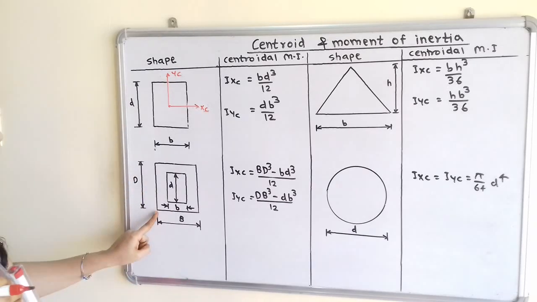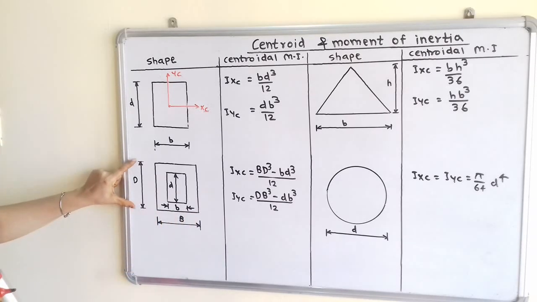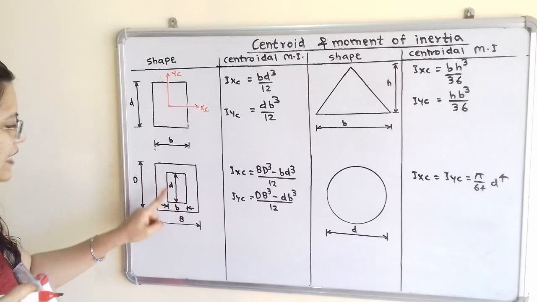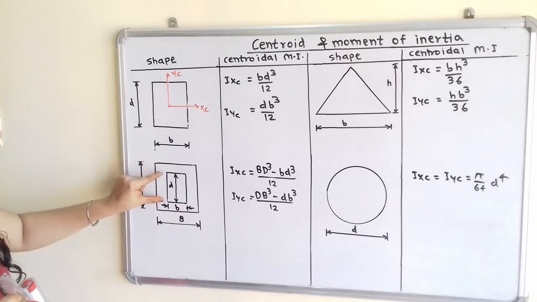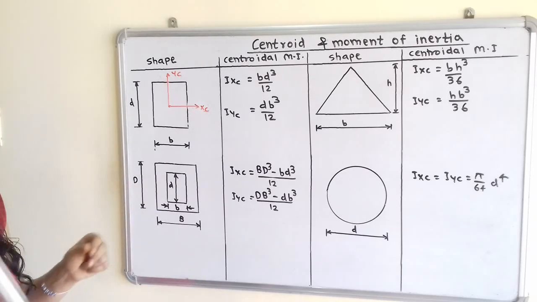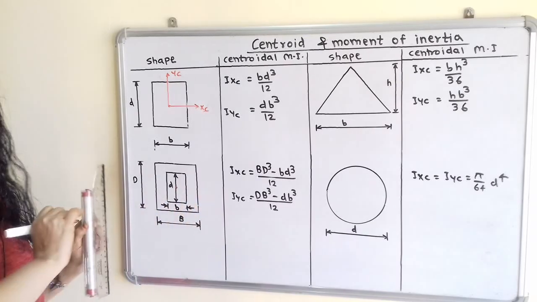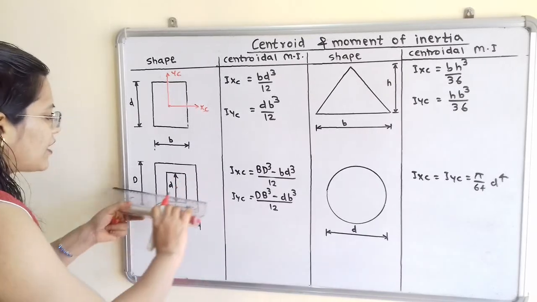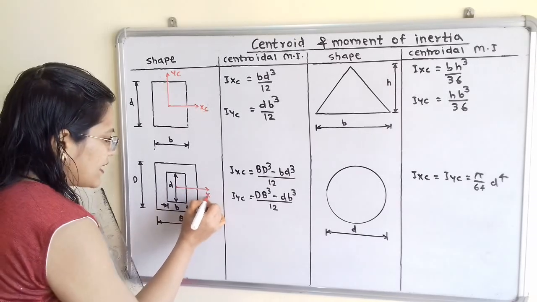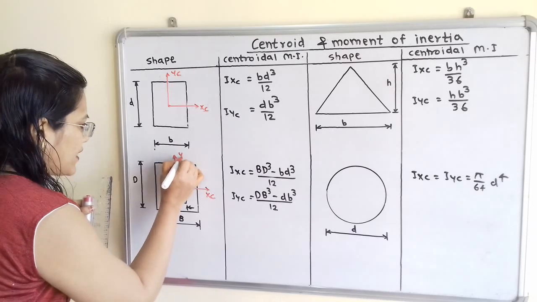So here for larger rectangle, base is capital B and height is capital D. And for this hollow shape inside it, base is small b and height is small d. So we will first show the center. So center is here, or centroid is this middle point or center point. Now we will show this horizontal line as Xc and this vertical line passing through that is Yc.